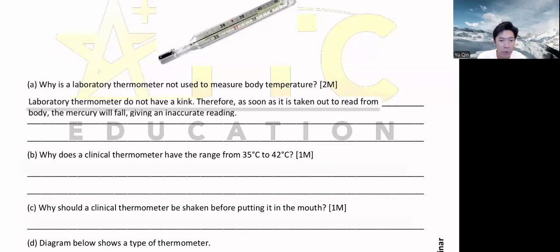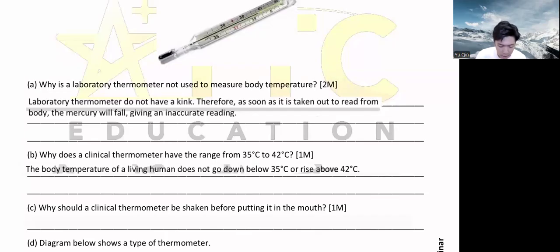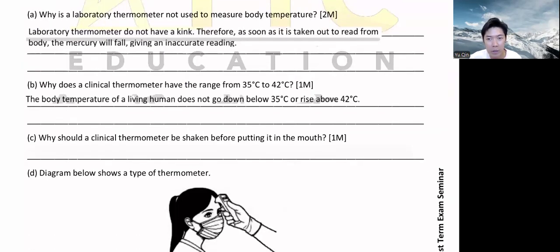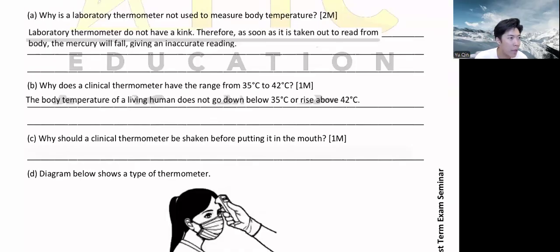Okay, so why does the clinical thermometer have the range from 35 to 42? We just mentioned, because you won't get lower than that, you won't get higher than that because you'll be dead, right? So no point to have too many numbers. Why not lower, not higher? Because we won't be there anymore. But of course, we're not going to write that. We will say because body temperature won't drop lower than 35 or won't rise more than 42, because we will be dead.